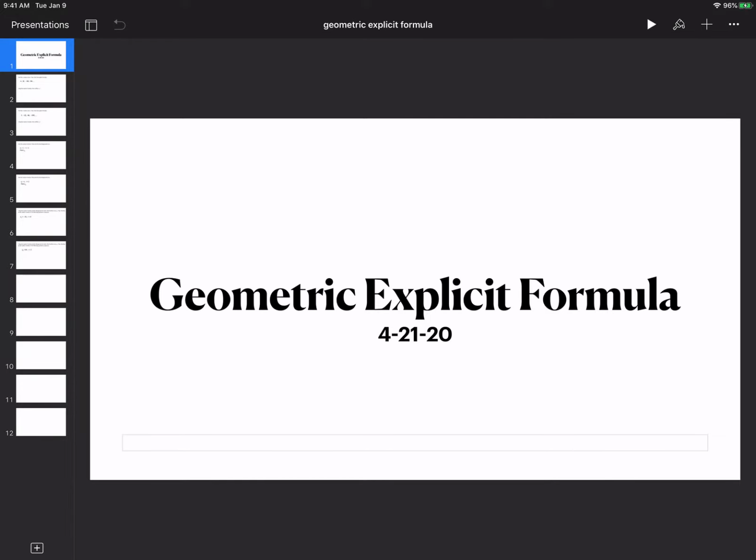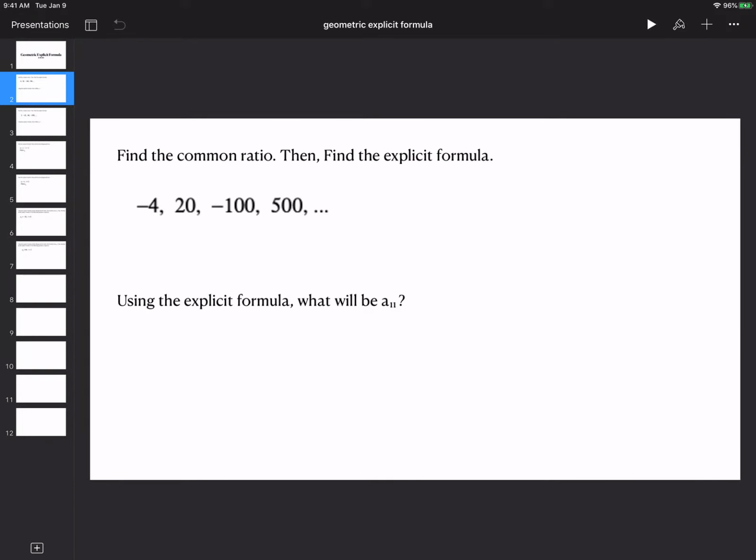Hello class, for today, I'm going to go over more details in the geometric explicit formula and how to make the formula from different kinds of scenarios, because we haven't only been doing one particular way. First of all, everyone should be comfortable with doing these types of questions which you see right here.